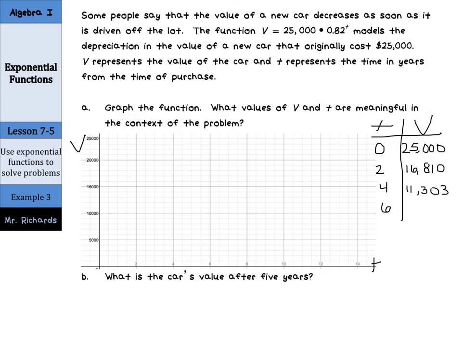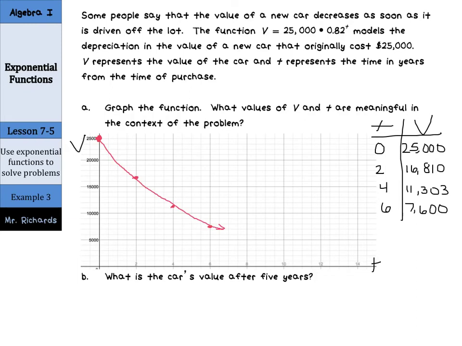And lastly, if we put in 6 years, 0.82 to the 6th times 25,000 is 7,600 and some change. So let's graph this. For 0, we have 25,000, which should make sense. It's the price of the car. And after 2 years, we drop down to 16,810, which is going to be right about here or so. After 4 years, we're down to just above 11,000, which is right around here. 6 years, we're down to 7,600, just down here. And so we are going down, not in a line, but certainly down in a decay.